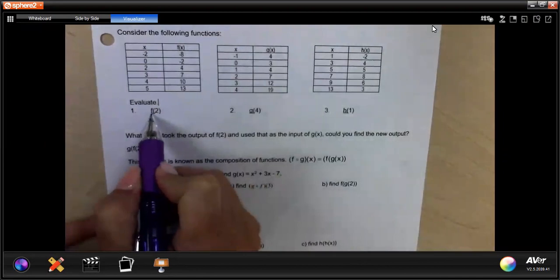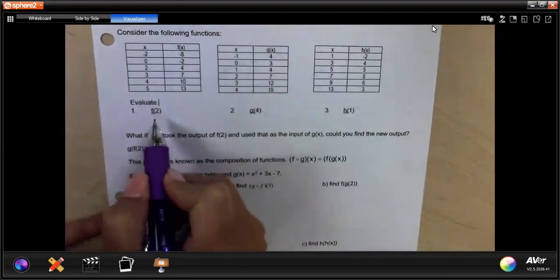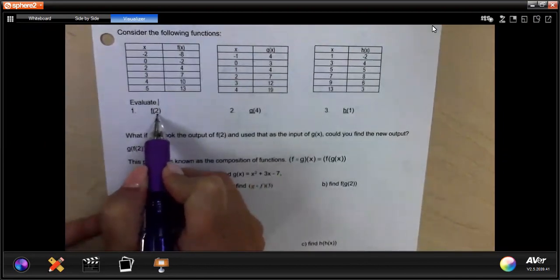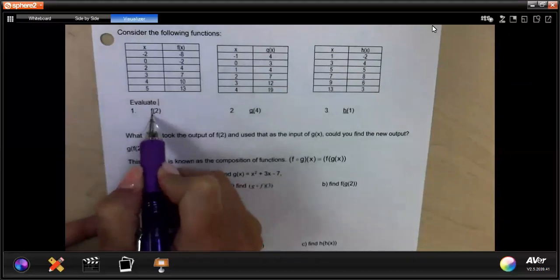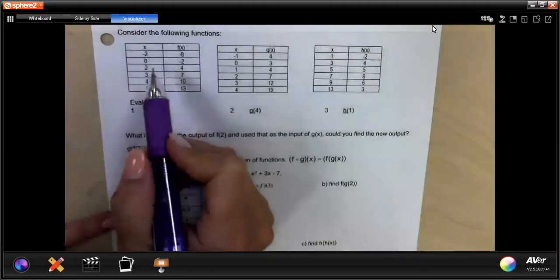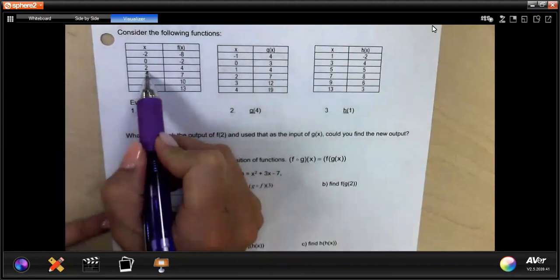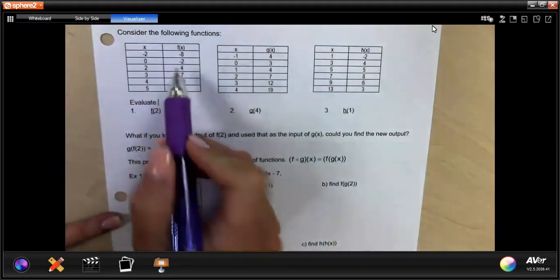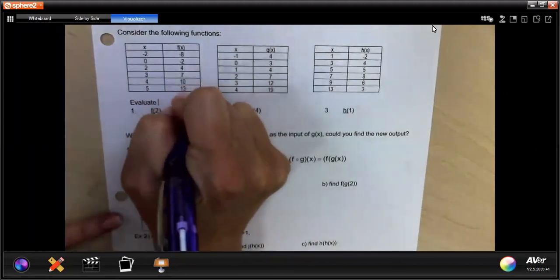So if I'm looking for f of 2, I am saying the input is 2. In the f function, what is the y value or the output? So I go to my input here of 2 and my output is 4. So this would be equal to 4.